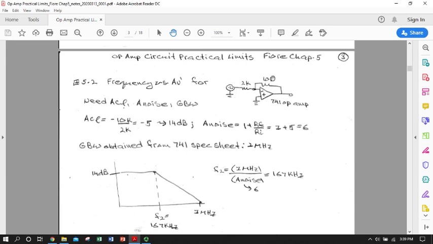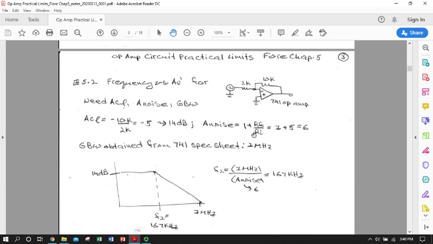Well, gain is easy. It's negative R feedback over R inverting, which is going to be negative 5. So we got a 5 times increase in voltage output to input, and it will be 180 degrees out of phase with the input. And if we take 20 times log base 10 of 5, we skip the negative because decibel gain doesn't really concern itself with phase. We get 14 decibels, so we could plot that.